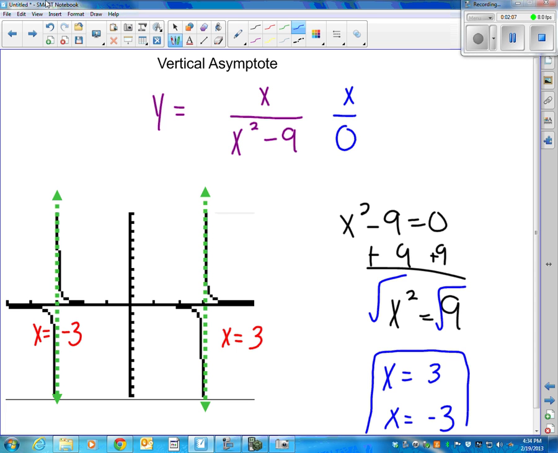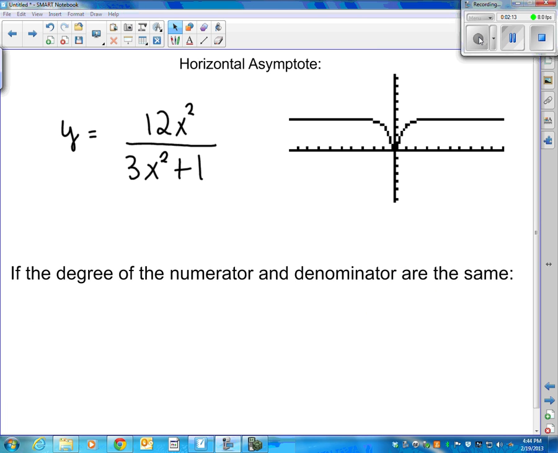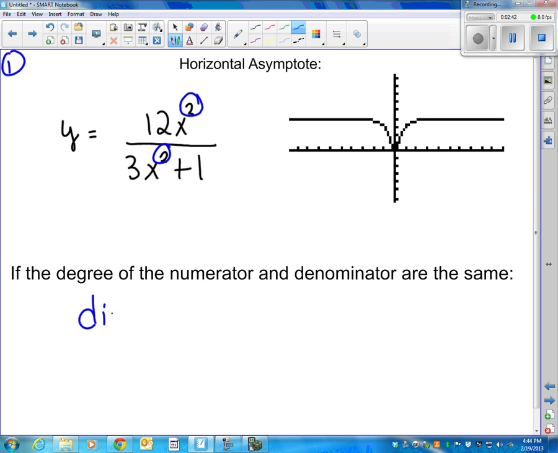All right, let's move on now to a horizontal asymptote. Okay, the horizontal asymptote, it's a little bit different. There are 3 different cases we need to look at. The first one is if the degree of the numerator and the denominator are the same. So if I look right here at my exponent, I have x squared in the numerator, x squared in the denominator. These are the same, so I'm going to divide the coefficients.